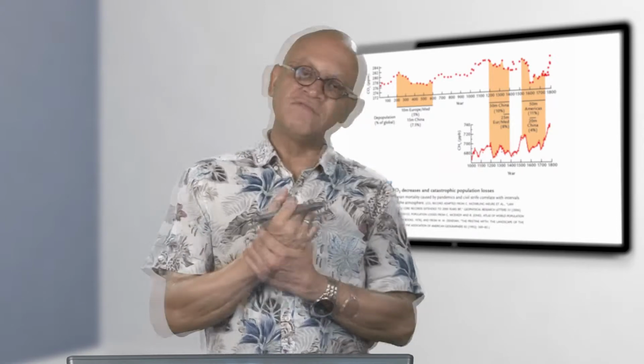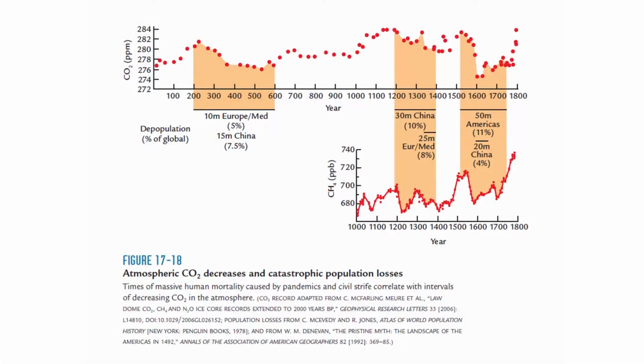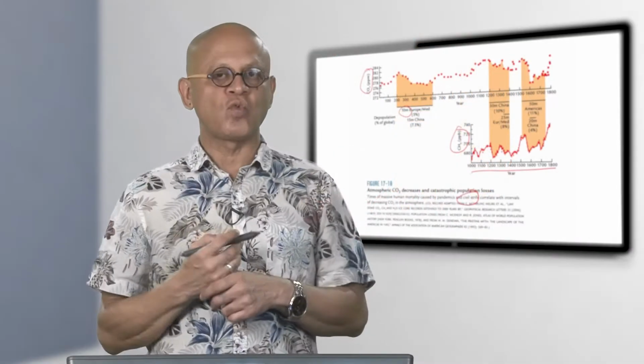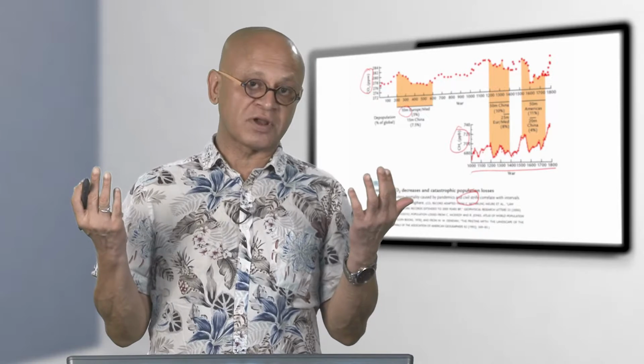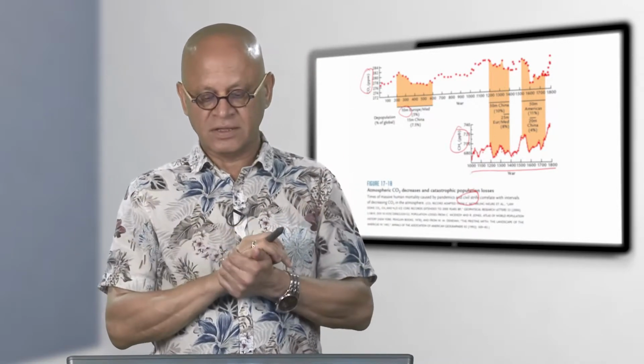What are the other human influences that have occurred over time? This is an interesting figure, because it is showing the past 800 years or so of methane and carbon dioxide. And the interesting thing is that every time there has been massive depopulation or mortality among humans, either due to diseases or civic strife, wars and so on, the Second World War killed many million people, for example, the Black Plague, etc.